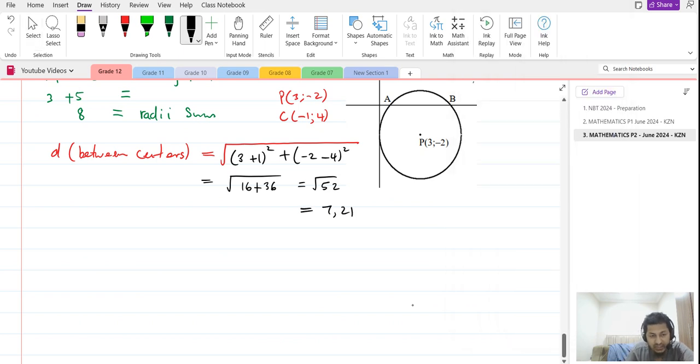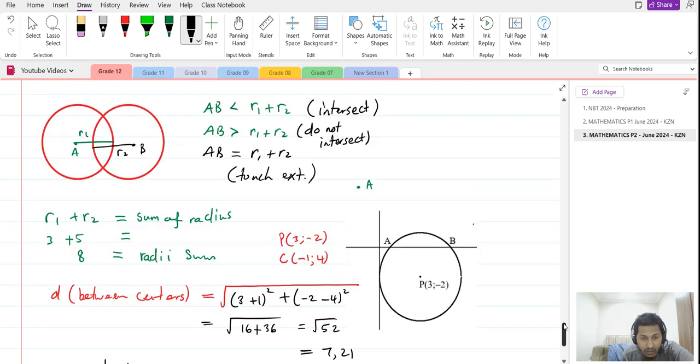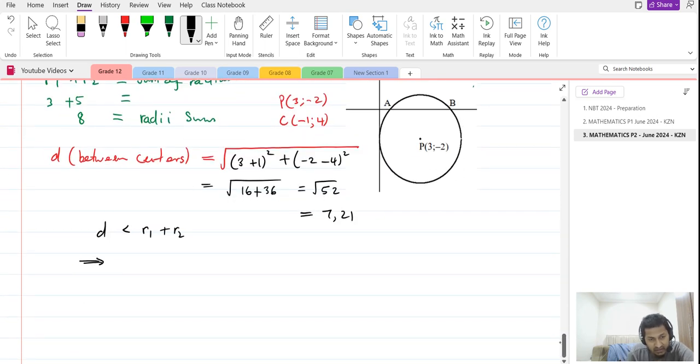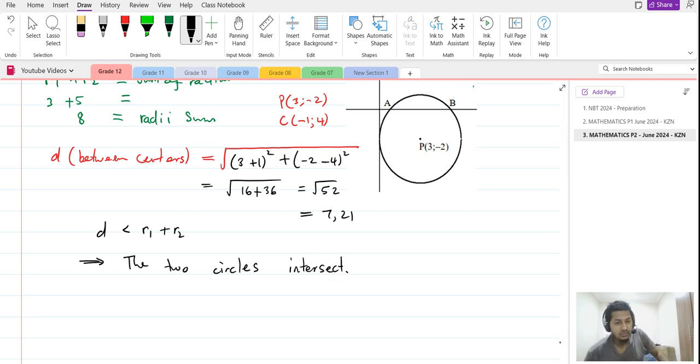So we can clearly see that the distance is less than R1 plus R2. This implies, will the two circles intersect? The two circles intersect. Okay, so the two circles do intersect.